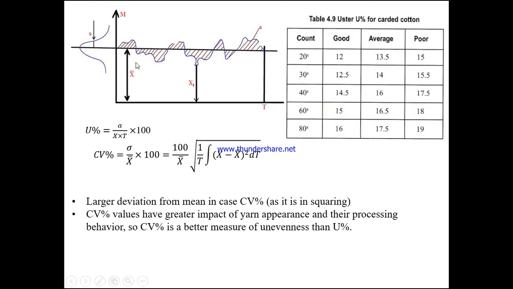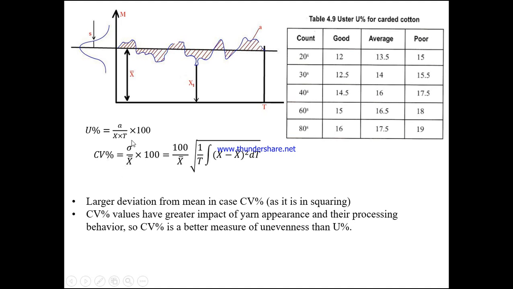So the Uster tester will produce this kind of graph. Okay, now if you read this graph, you can measure the U percentage by this formula, U% = A / (X̄ × T), where X is the distance, X bar is the mean distance, and this is the individual X distance, and T is the total length of the yarn, and A is the amplitude, okay, that is, from the average value how much deviation is there.